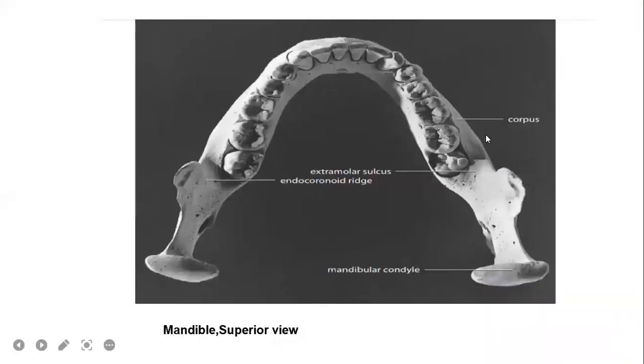So we have the corpus right there, the extramolar sulcus. This is the level of that part. Then the endocoronoid ridge is the other level. Then the mandibular condyle is this area. So this is the mandible from superior view, as you can see the arrangement of the teeth.